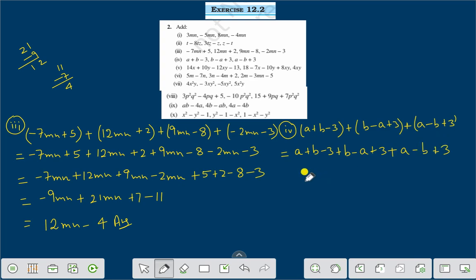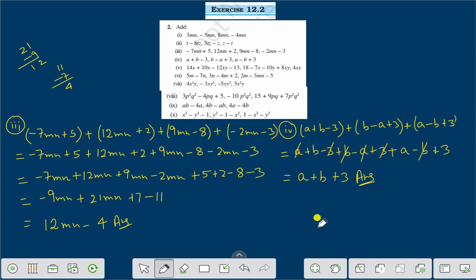Now you see that plus A and minus A will cut, plus B and minus B will cut. Right? So we are getting A plus B plus B, and this plus 3 and minus 3 will cut, that is the last one is plus 3. A plus B plus 3. This is the answer of question number 4. Right?